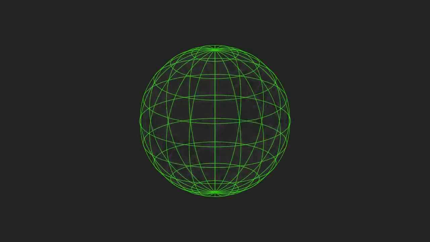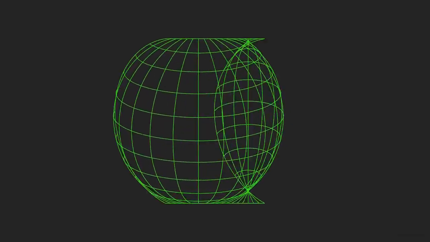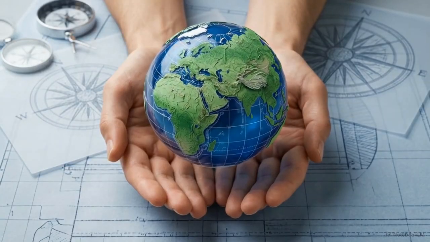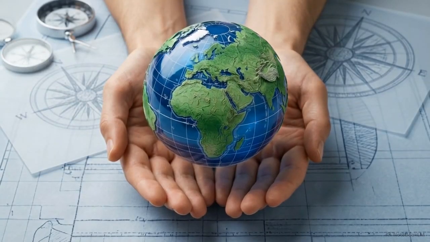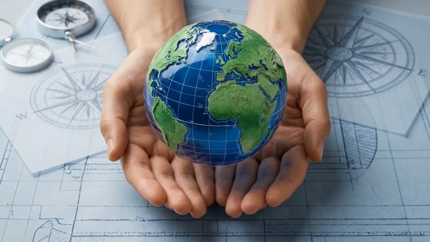By layering this mathematical grid over our world and shrinking it down to scale, we took a massive, unchartable sphere floating in space and turned it into a measurable, fully navigable home.